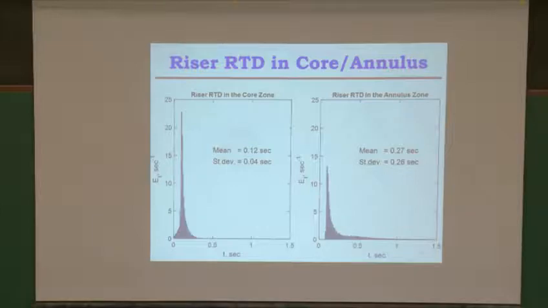Now we can keep track of how much time the particles are spending in the core and the annulus. So we're able then to compute and look at the RTDs in those two zones. Here we see how the RTD behaves in the core. Here's the mean of 0.12 seconds, versus over in the annular region about a factor of 2 greater, whereas the standard deviation, of course, is smaller as well compared to that in the annulus.